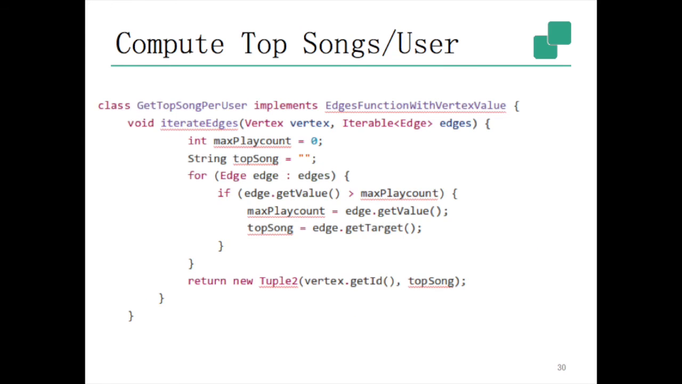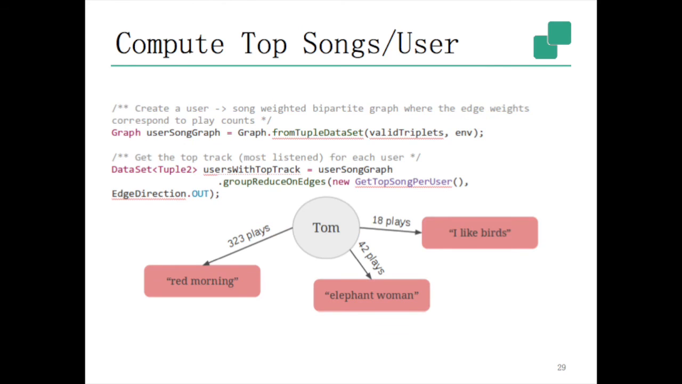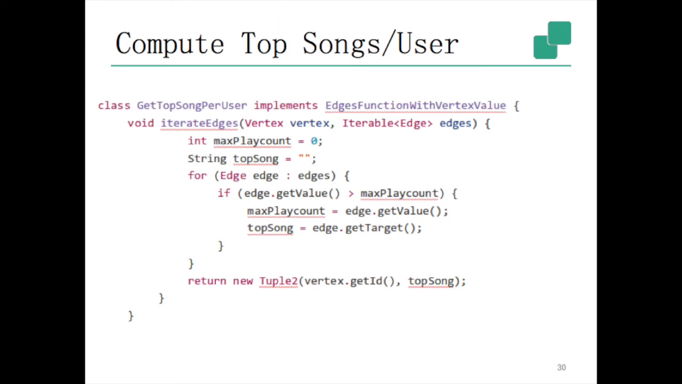What happens in the get top songs per user is that you iterate through the edges and you do a max play count. So you look if the edge value, which in this case is, as you can see, the number of plays, is greater than play count, you update play count. And the top song is the target of that edge. Then you return a tuple of the vertex ID, which is the user, and the top song for that user. I guess it's pretty straightforward. Okay.